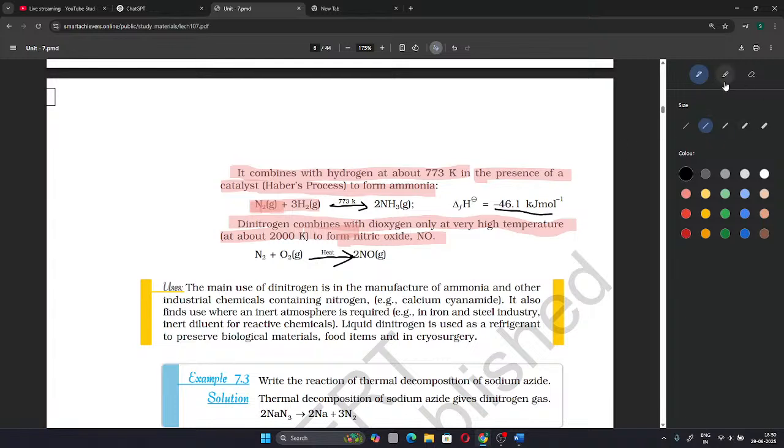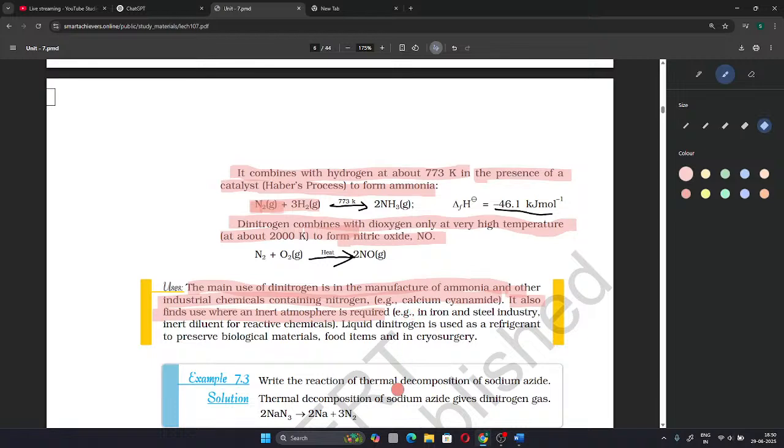The main use of dinitrogen is the manufacture of ammonia, maybe through the Haber's process, and other industrial chemicals containing nitrogen, for example calcium cyanamide. Amide is the NH2 group, and cyanamide meaning CN group. Cyanide group is CN. It also finds use where an inert atmosphere is required.